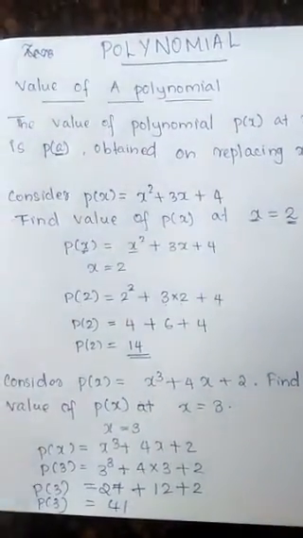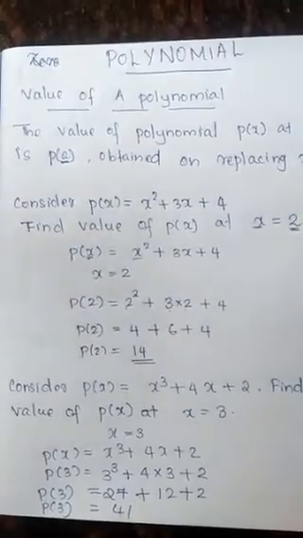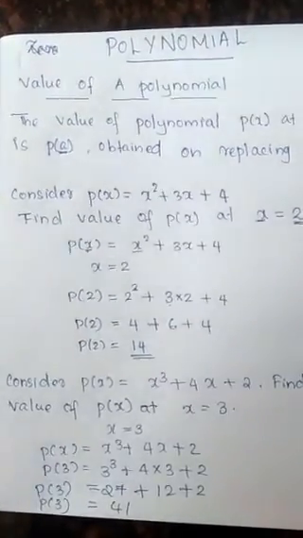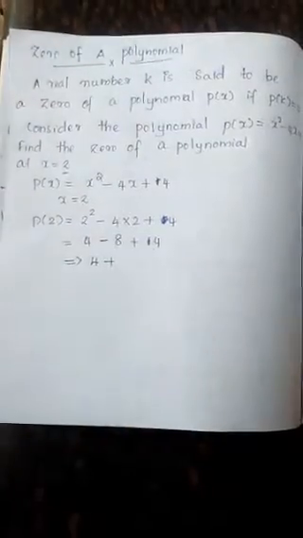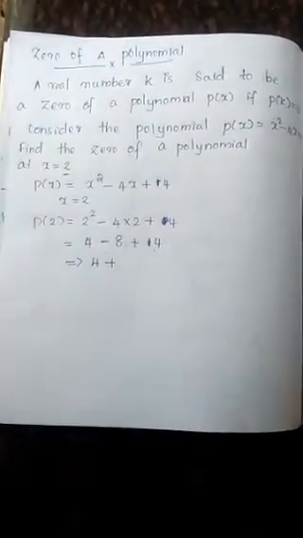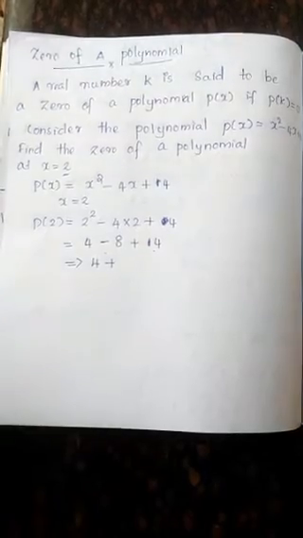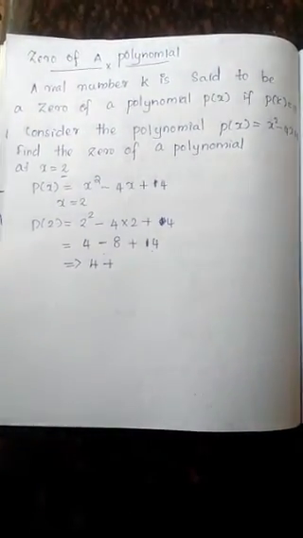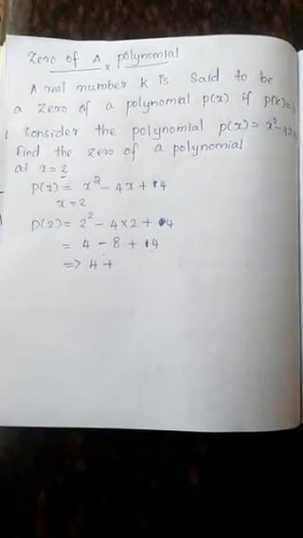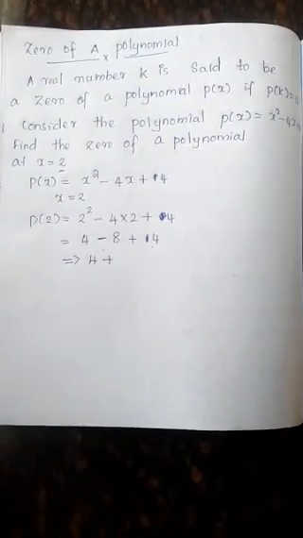Just have a look at these problems and see how we find the value of the polynomial when the value is given. Now let's move on to how to find a zero of a polynomial. Before going on to that, first of all we have to know what is a zero of a polynomial.